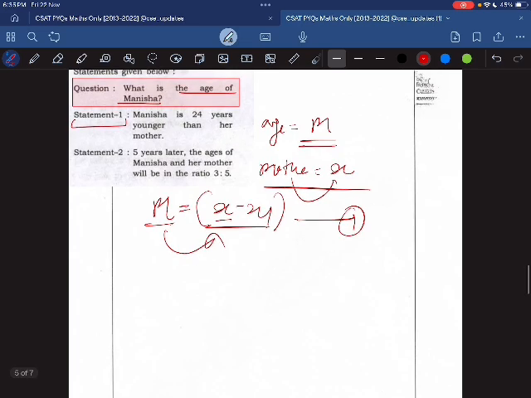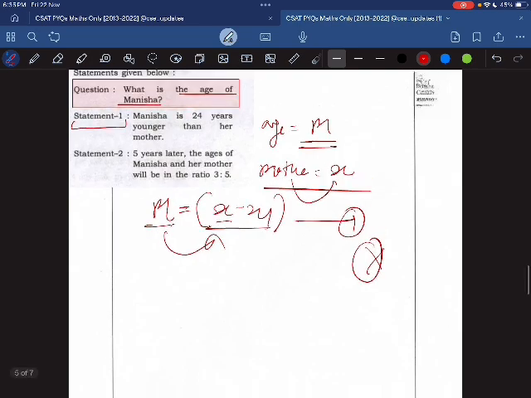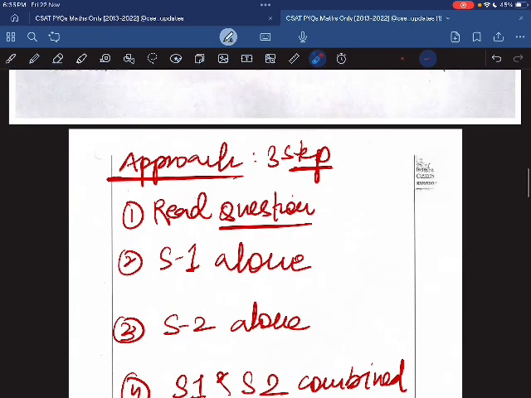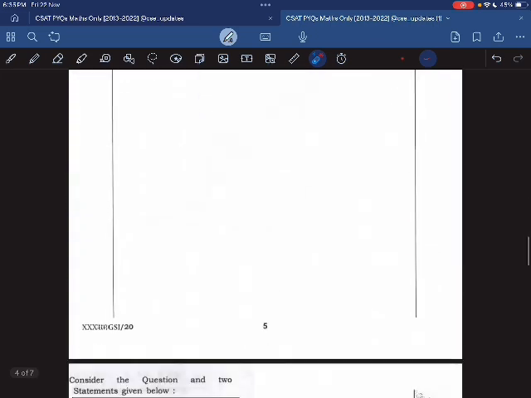So from this we can say that statement 1 is not sufficient to answer the question. So what have we done? We solved statement 1, and statement 1 is not giving the answer. Then we jump to the third step, which is solving the second statement.